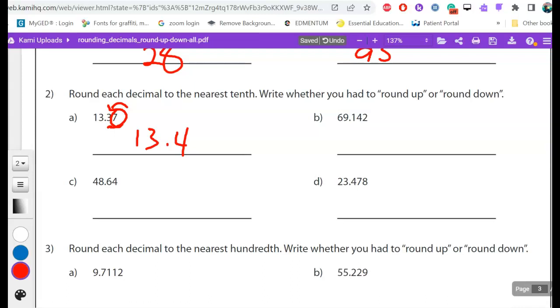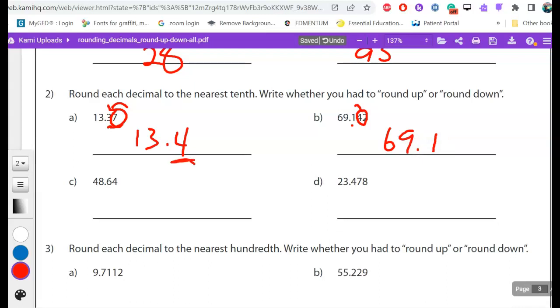Let's take a look at letter B. Now, to the tens place, I see my 1 is in the tens place, but I need to take a look at the 4. That 4 is telling the 1 what to do. The 4 is not higher than 5. So that 4 is saying, you know what? You need to round down or round off, which means keep my 69, keep my 1, keep it the same, and just drop everything else back off.